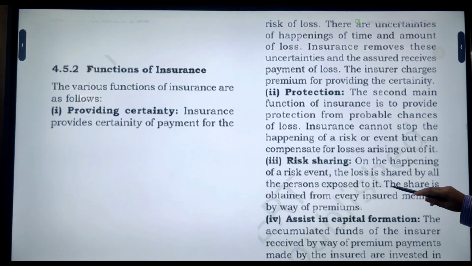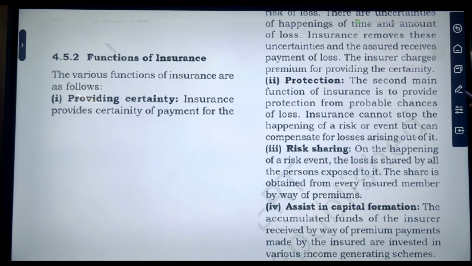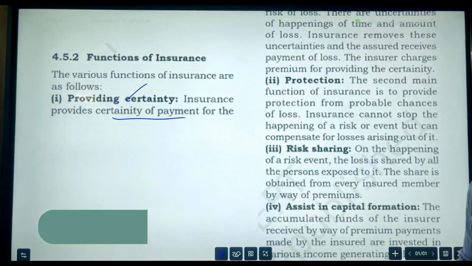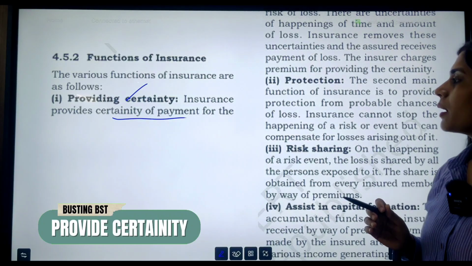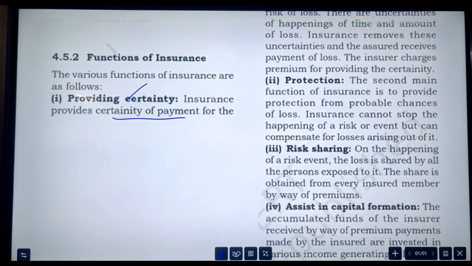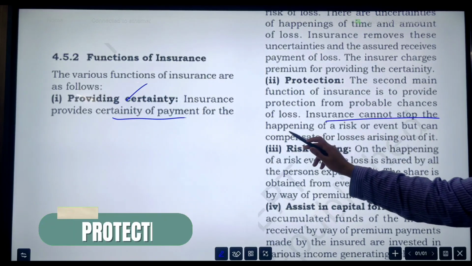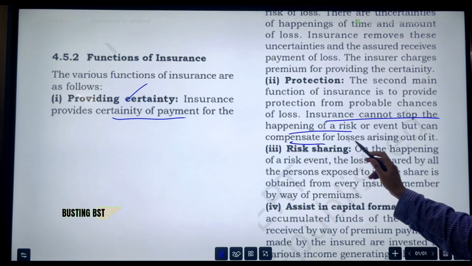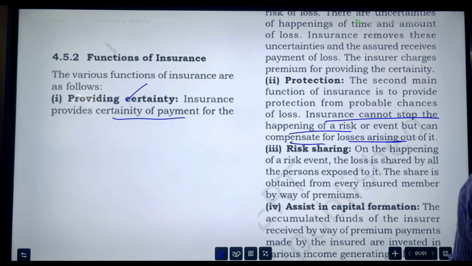So functions of insurance, CCPR. Now the first one is certainty. When we make insurance payments as premiums, we are actually controlling our risk. We cannot stop it altogether. Insurance cannot stop the happening of the risk, but it can definitely provide us compensation for the losses that have arisen out of that risk.